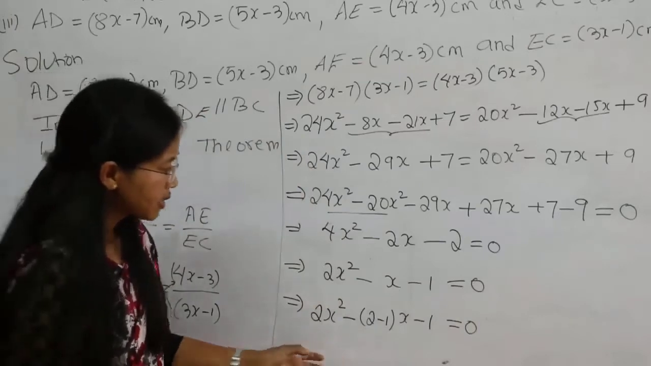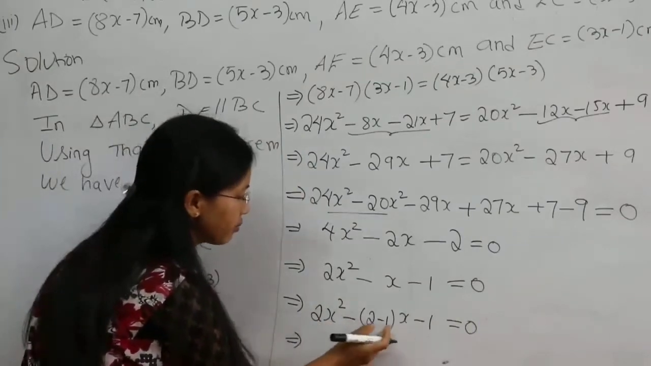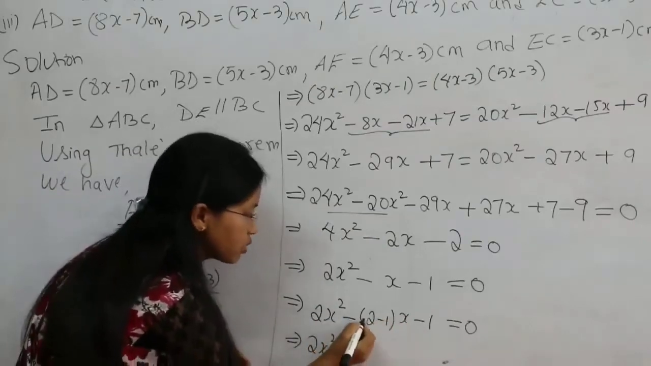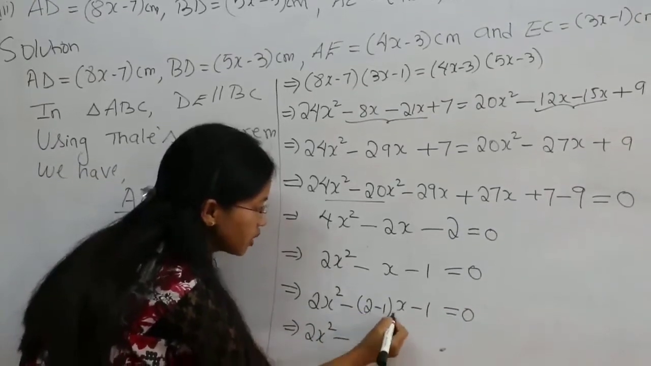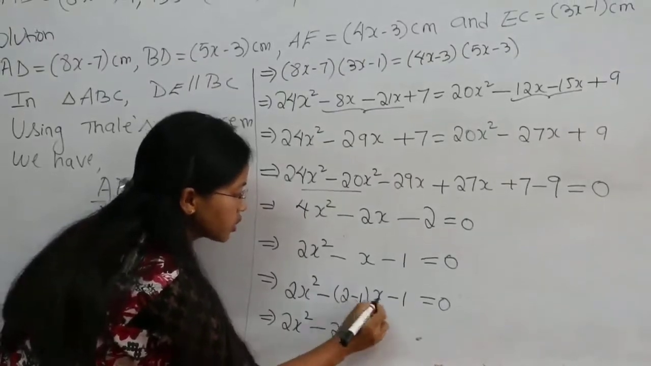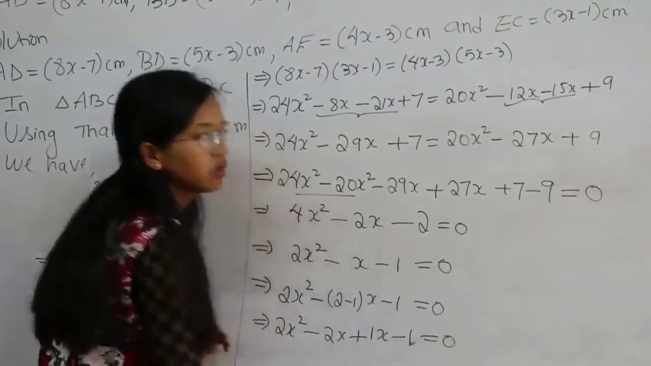Right? So same thing. You multiply the sign inside and bring x with this. You will get 2x squared. Minus into minus. Minus into plus will get minus. 2 into x is 2x. Minus into minus is plus. 1 into x is 1x minus 1 equal to 0.